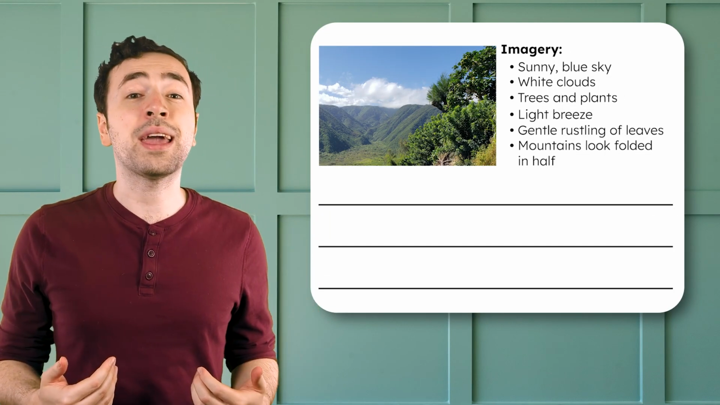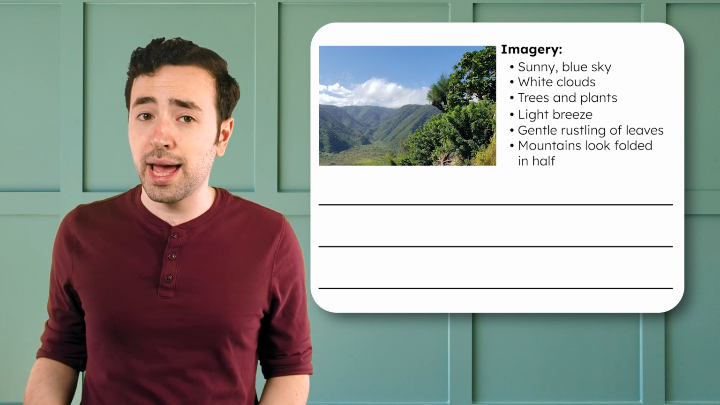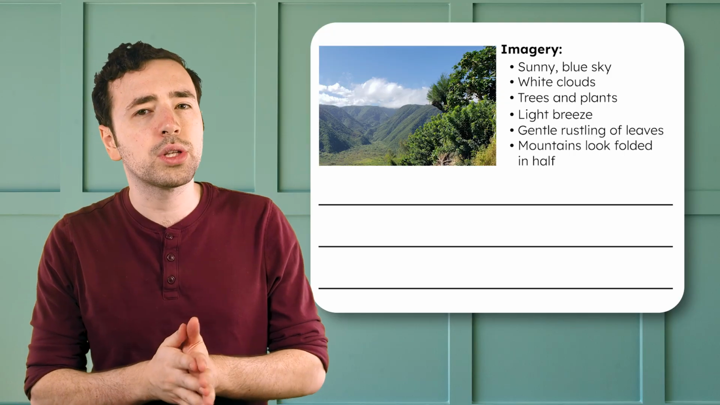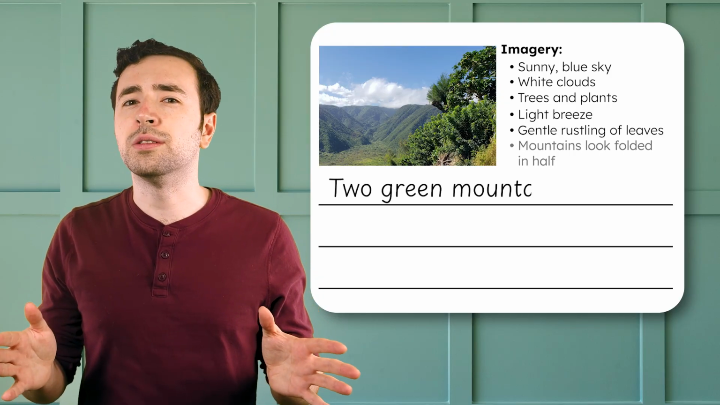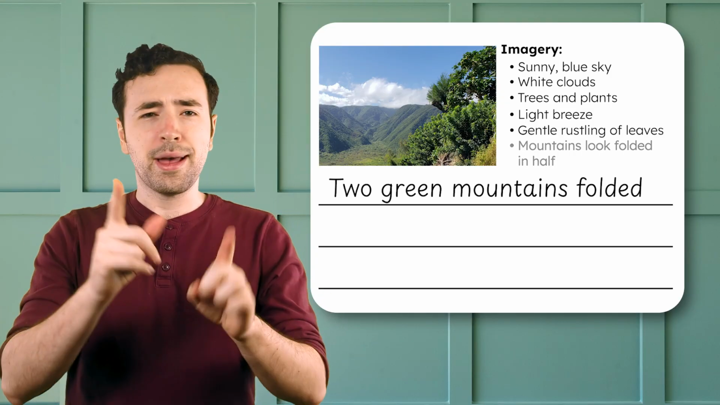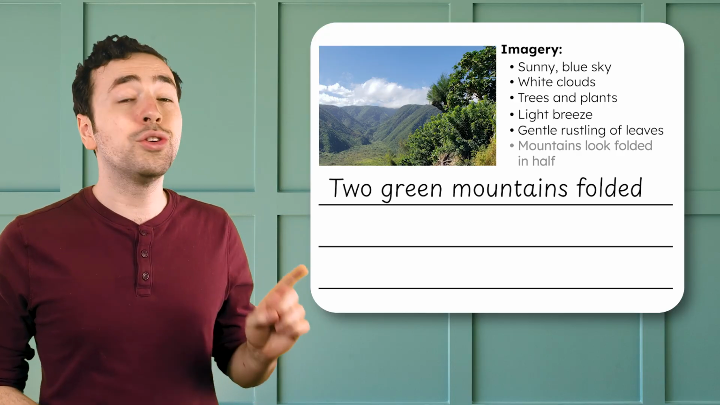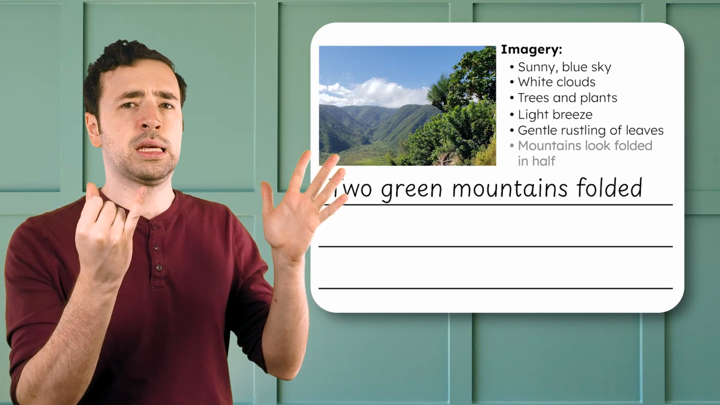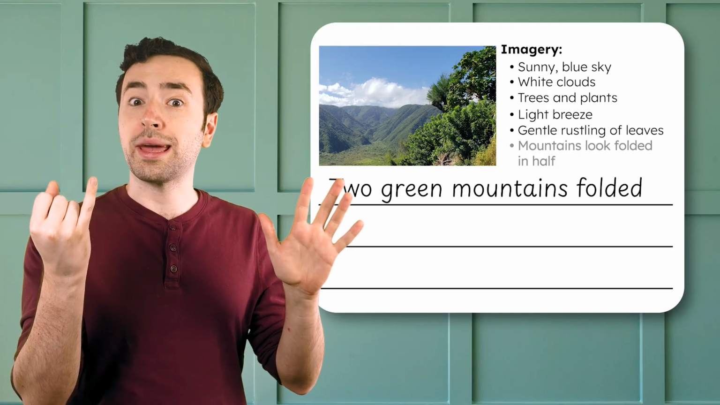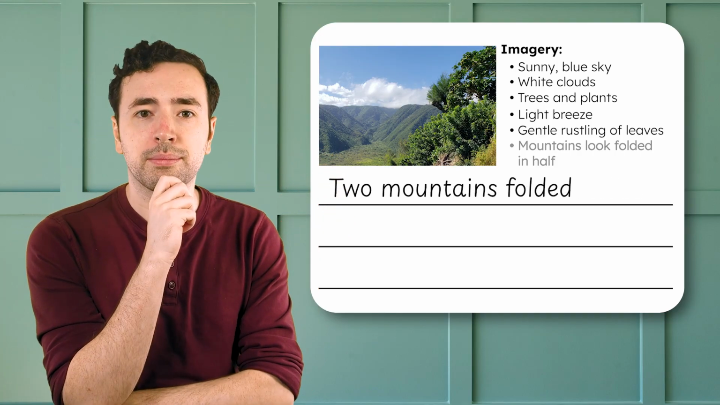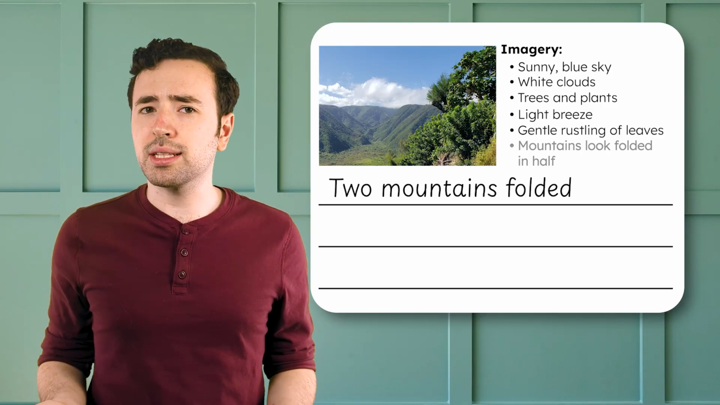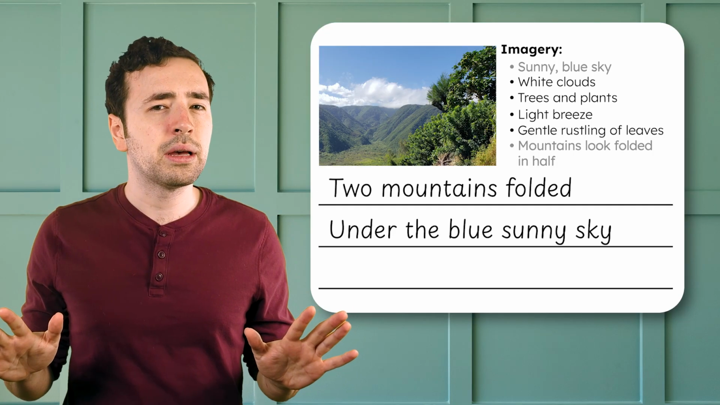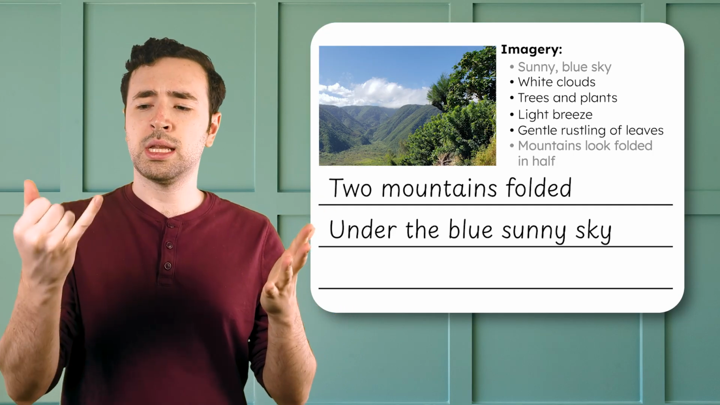Okay, now that we have some ideas, we could start writing. I like to come up with a line first to figure out what I want to say. Then I'll adjust it to follow the syllable rules. So how about 2 green mountains folded? Okay, now I'll check the syllables. This line should have 5. 2 green mountains folded. One too many. So I'll take out the word green. That works. For the next line, I could say something like, under the blue sunny sky. Under the blue sunny sky.